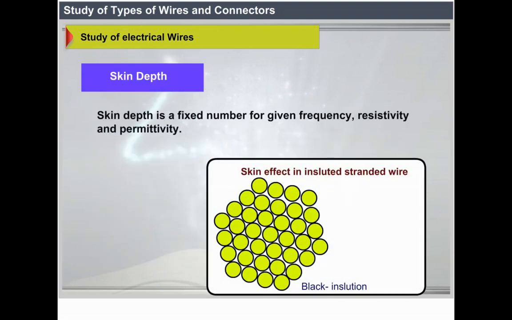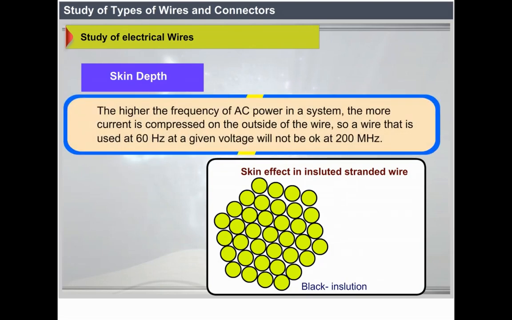Skin depth. Skin depth is a fixed number for a given frequency, resistivity and permittivity. The higher the frequency of the AC power in a system, the more current is compressed on the outside of the wire. So, a wire that is used at 60 Hz at a given voltage will not be okay at 200 MHz. Skin effect in insulated wire. Insulation.